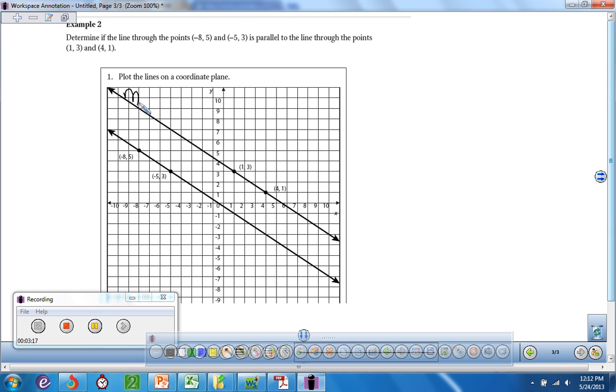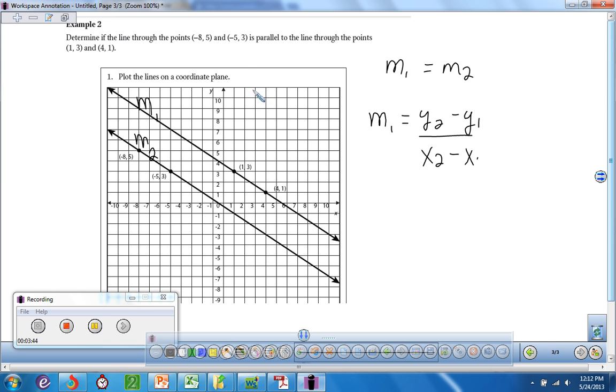We're going to call this line 1, so I'm going to look for the slope of that one and the slope of this one. The slopes have to be equal to be parallel. So the slope of this one and the slope of this one have to be the same. So I'm going to find the slope of the first line. Now remember, slope is equal to y2 minus y1 over x2 minus x1. So it's the change in y over the change in x.